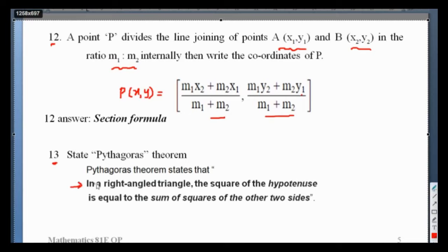Pythagoras theorem states that in a right angle triangle, so we have to take a right angle triangle, the square of the hypotenuse, this AC is the hypotenuse, is equal to the sum of squares of the other two sides. The other two sides are AB and BC, so their squares are AB square plus BC square. So Pythagoras theorem is nothing but AC square is equal to AB square plus BC square.